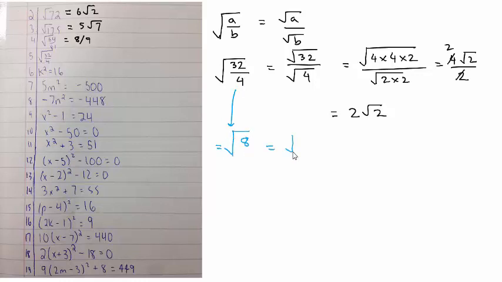Now 8 can be written as 2 times 2 times 2. So we can pair up two of these 2's. So one 2 comes out and there's one 2 that's left without a pair, so it stays under the square root. So this becomes 2 square root of 2. Either way, the answer is 2 square root of 2.